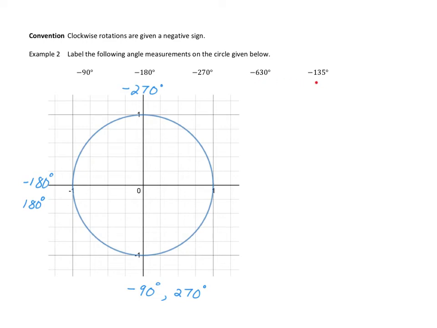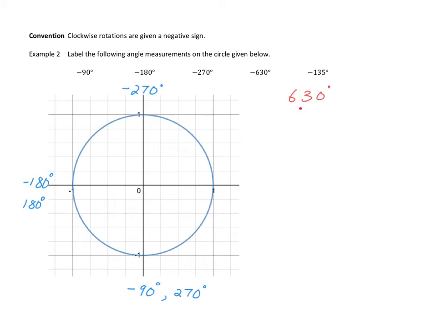Now for these last two, I guess I'm not 100% certain where these angle measurements are going to be on this unit circle. This one's kind of confusing just because the number itself is really large. Here's how I like to think about it. I first just ignore the negative, and I think of 630 degrees. And I know the negative is telling me that I'm just going in the opposite direction, the clockwise direction.